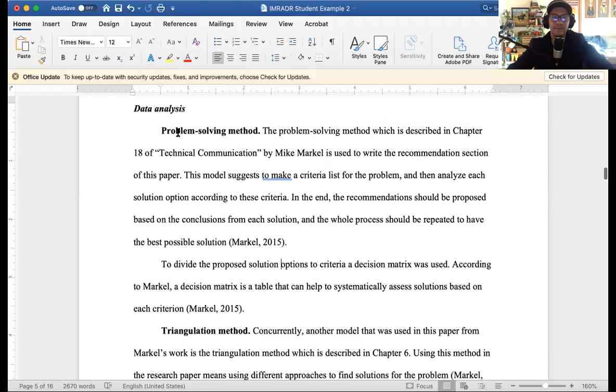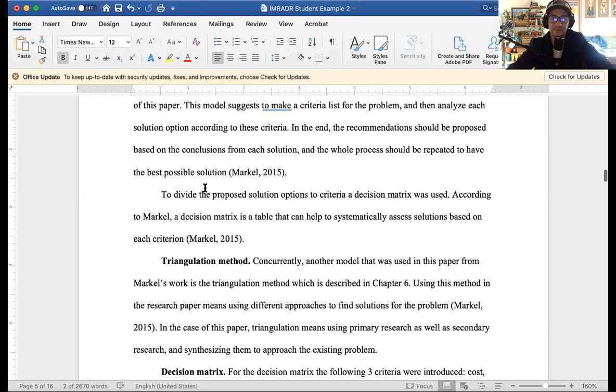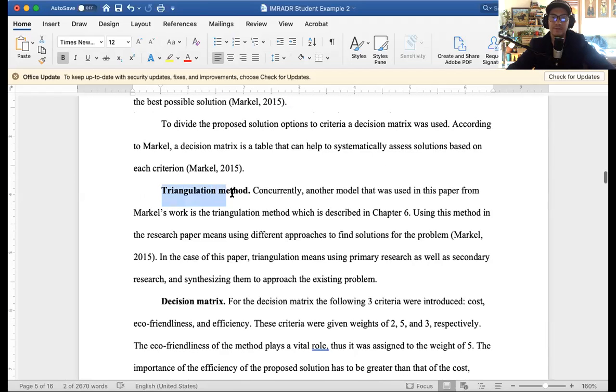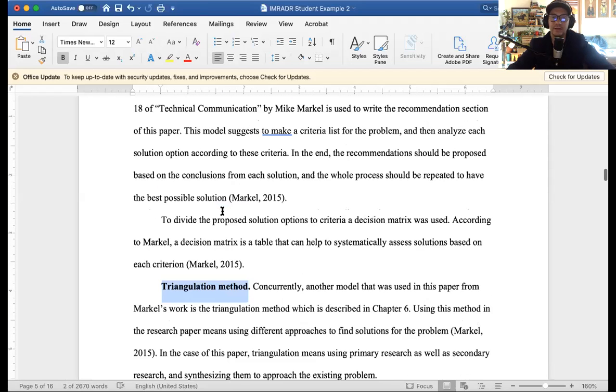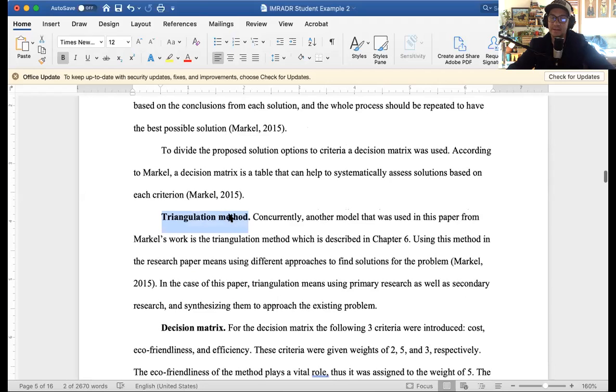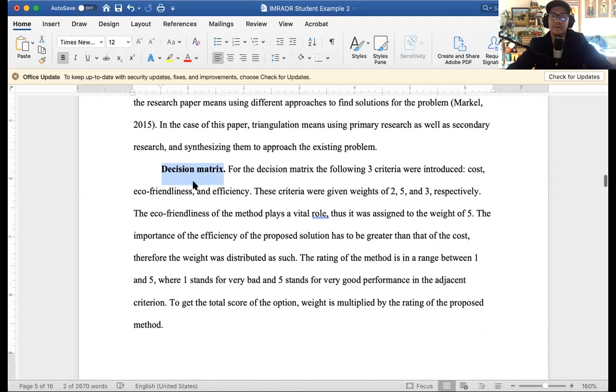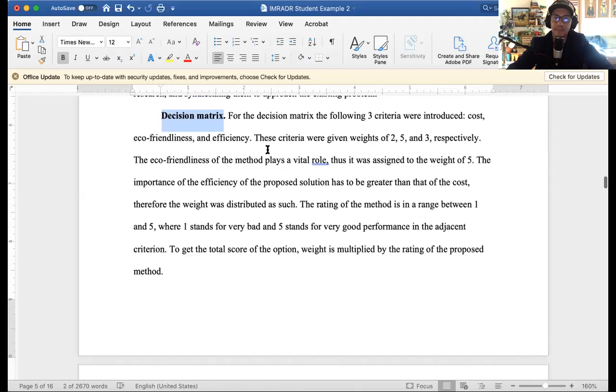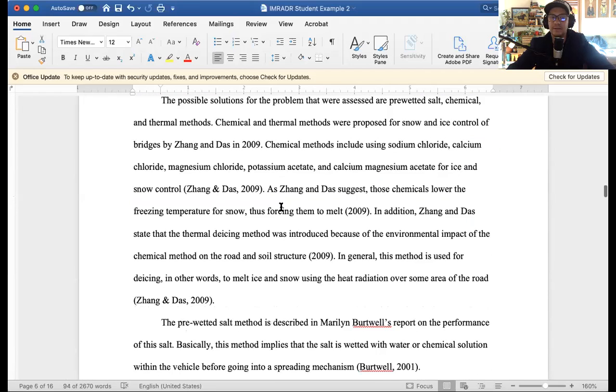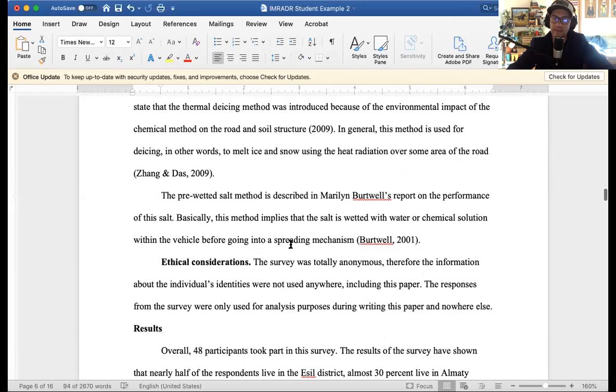So you can mention briefly what the problem-solving model is and just the fact that you'll be using it in your research here, okay? You're going to mention briefly what triangulation of data is, and that you'll be using it in this research. Then you'll be mentioning briefly what a decision matrix is, and that you'll be using it in your research. And then this is the important part, is then you're going to explain your decision matrix and how you created it.